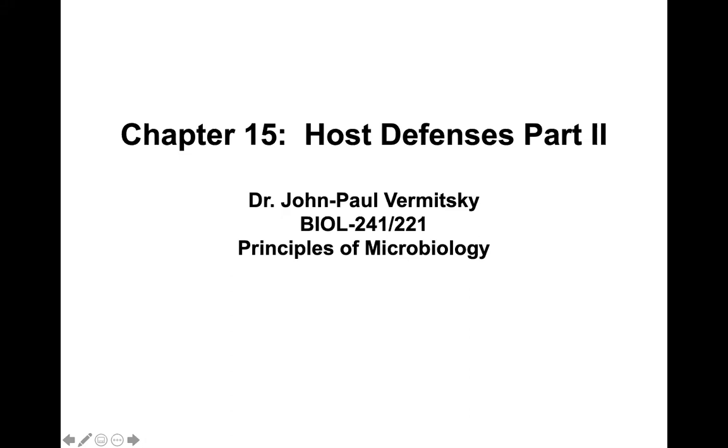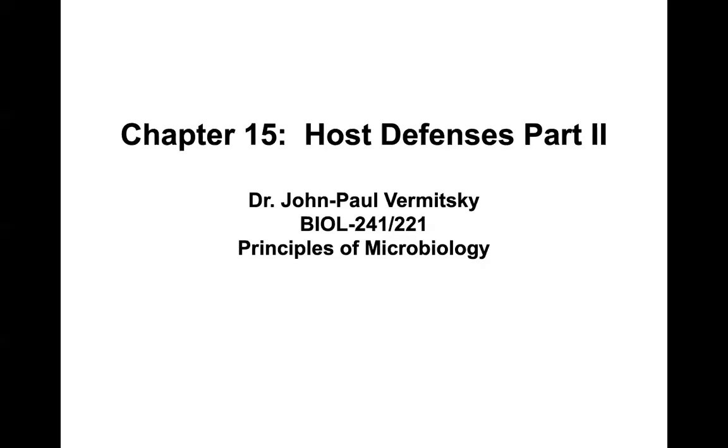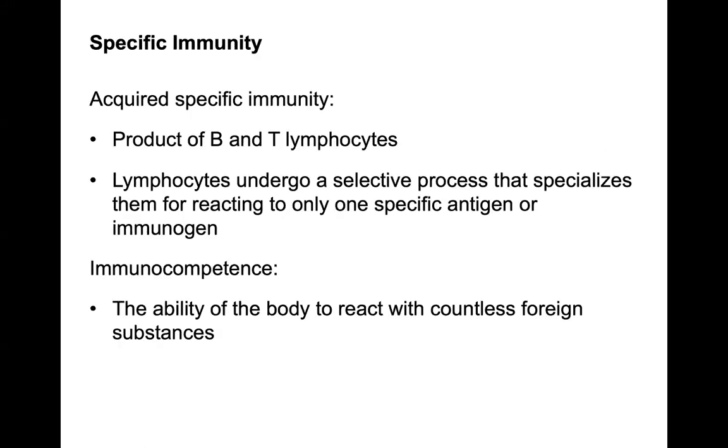Okay, so this is the second part of host defenses, and we will primarily get into the adaptive immune system. With your specific immunity, what we call acquired specific immunity, it's called acquired because you have to acquire it over the course of development upon exposure to particular antigens. It is the product of B and T lymphocytes. The B cells and the T cells are part of the adaptive immune system.